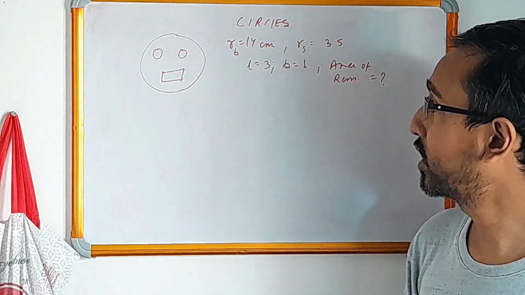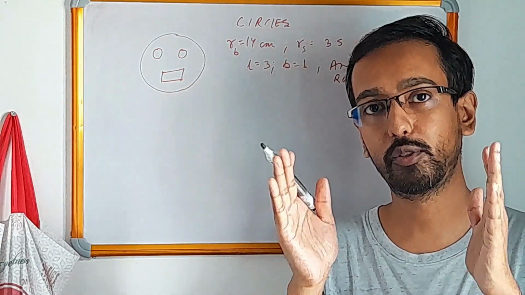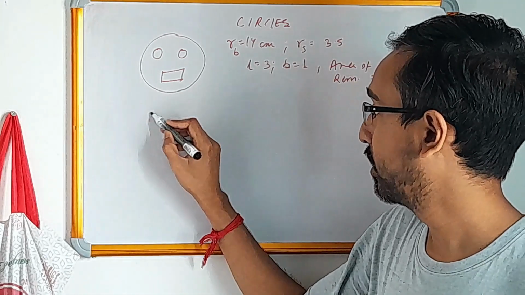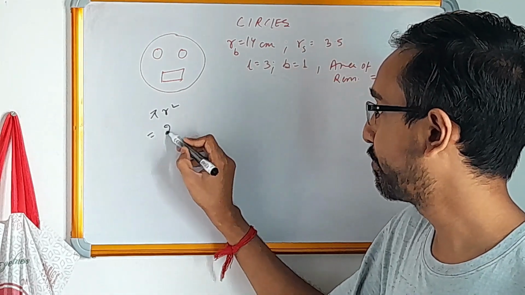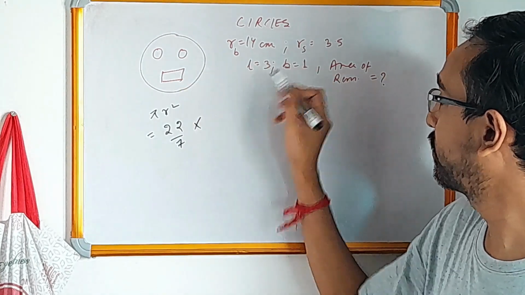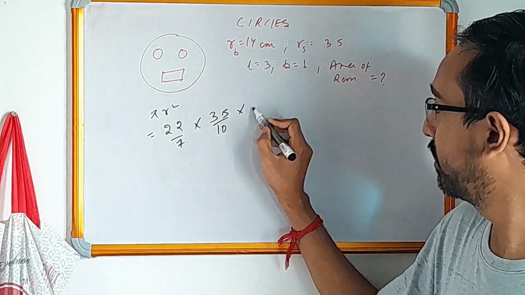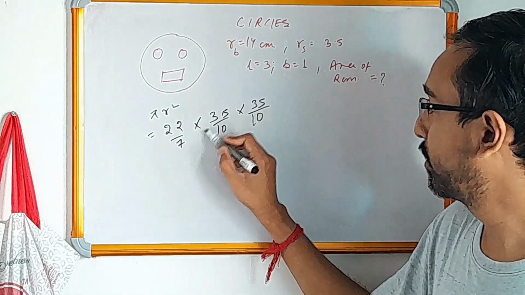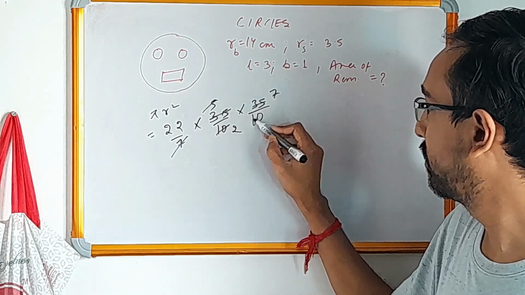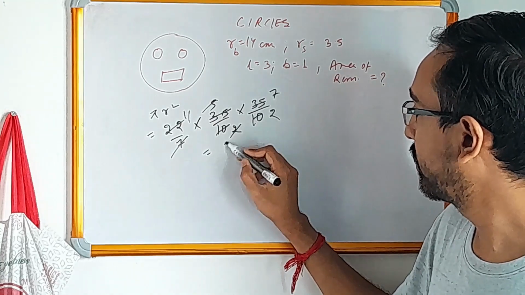For that we just have to find the area of the two circles. First we find the area of the small circle, which is equal to pi r square. So pi r square is given by 22/7 into the small circle's radius of 3.5, which is 35 by 10, into 35 by 10. When we solve this, we find that it comes out to be 77 by 2.